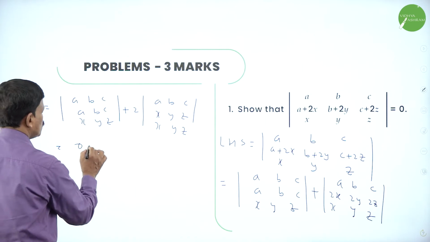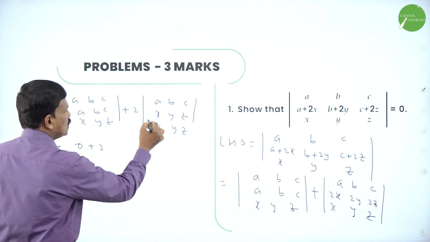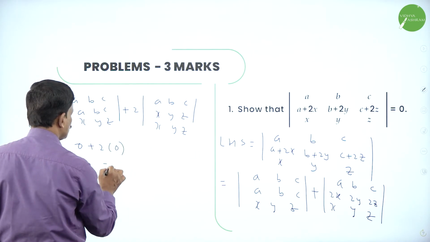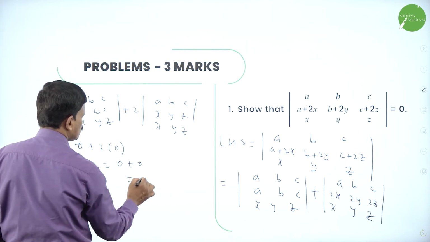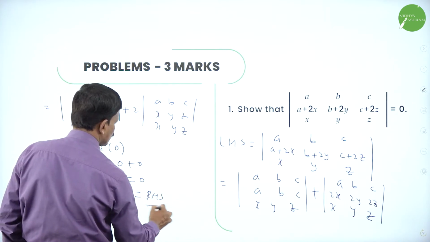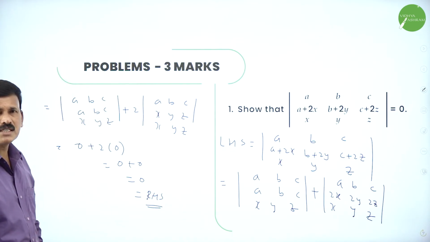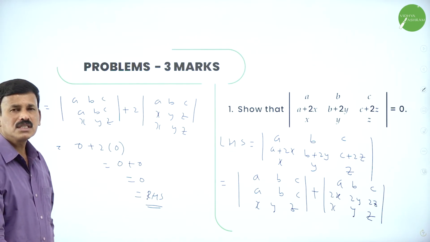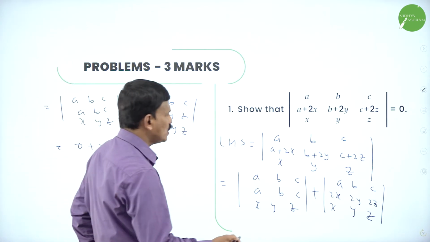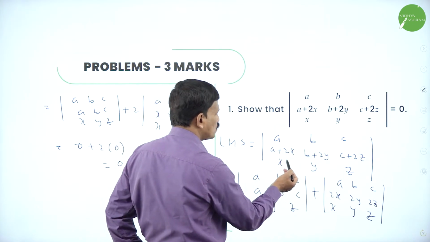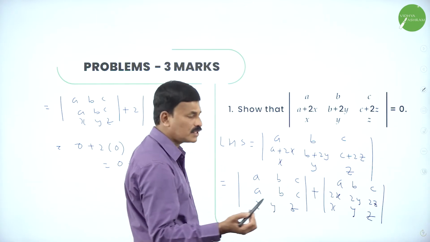Therefore, this is equal to 0 plus 2 into, here the second and third rows are the same. Therefore, this is also equal to 0. 0 plus 0, this is equal to 0. That is your RHS. Very simple, 3 marks. Easily you will get 3 marks. See, observe carefully. First row is A, B, C. Second row contains the sum of two individual terms.